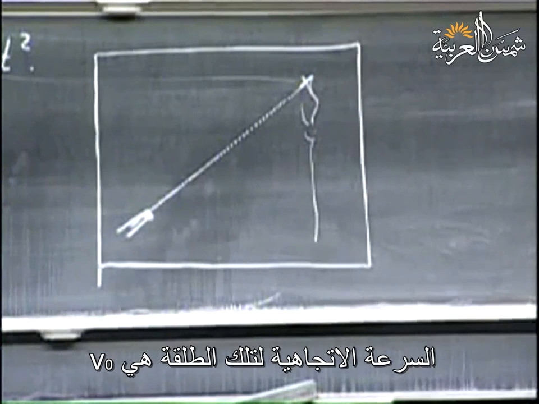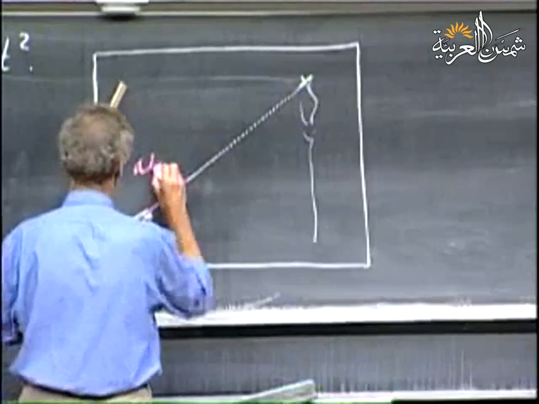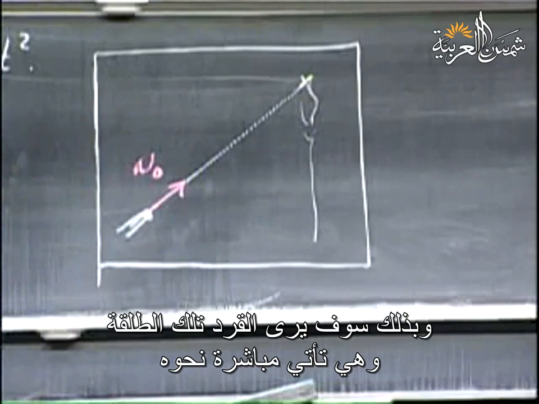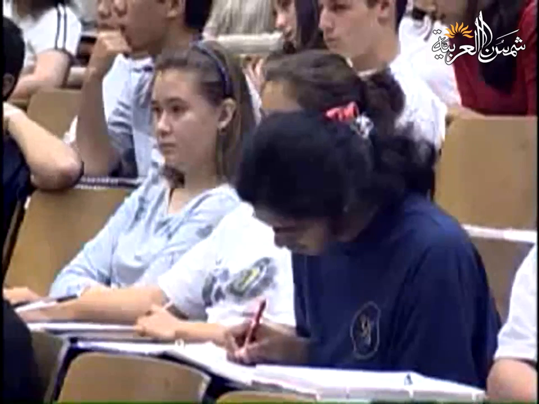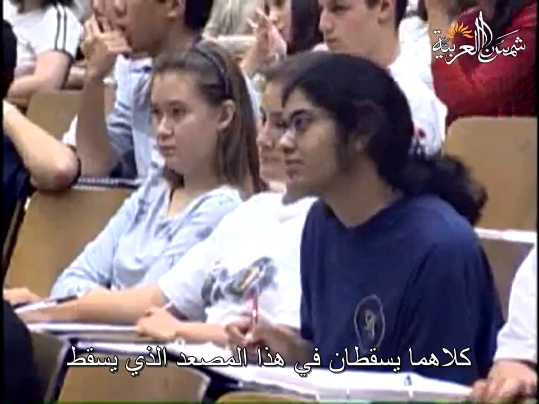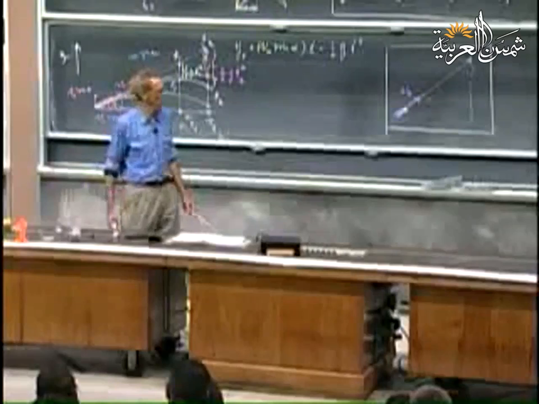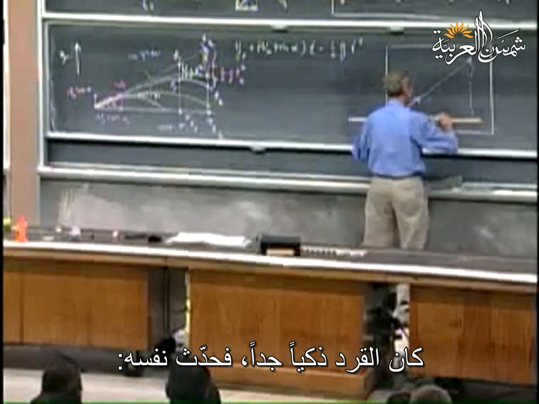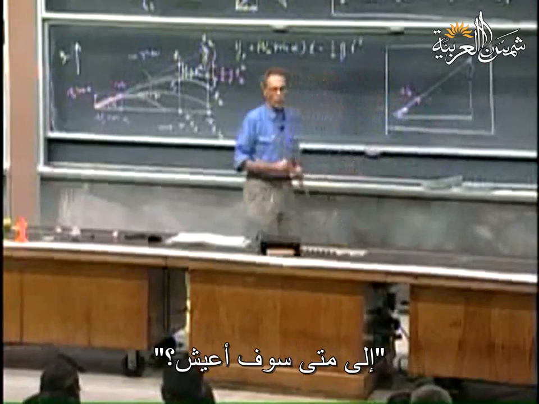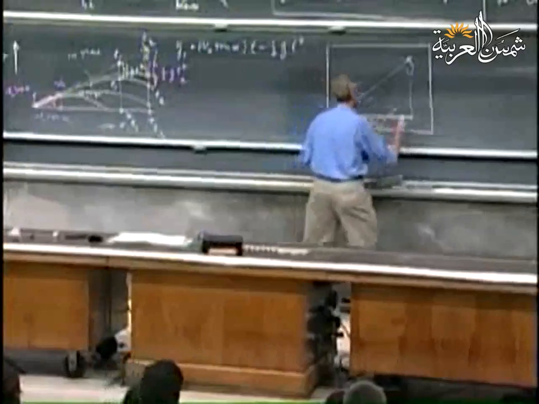The velocity of that bullet is v0. And so the monkey will see that bullet come straight at him. There's no such thing as an arc. They both fall in this falling elevator, and so the bullet comes. The monkey happens to be a very intelligent monkey. And the monkey says to himself, how long do I have to live? And the monkey makes the following calculation.